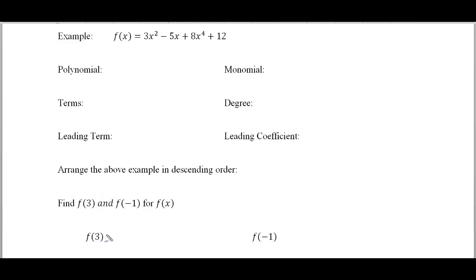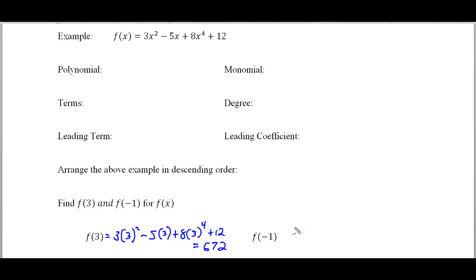So I have f of 3, which means that my 3 is going to get plugged in for the x, minus 5 times 3, plus 8 times 3 to the 4th power, plus 12. Now I could have plugged this into the equation in descending order, which I will do for the next equation, but it doesn't really matter when you input this. The order of operations, if done correctly, will give you an answer of 672.